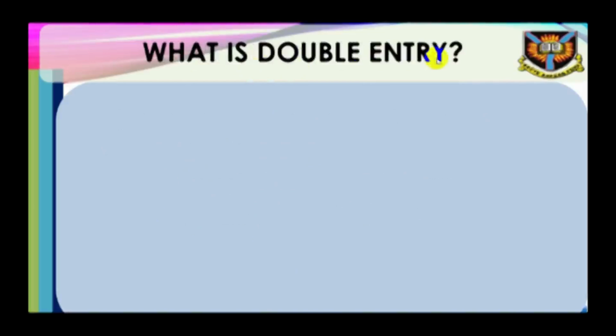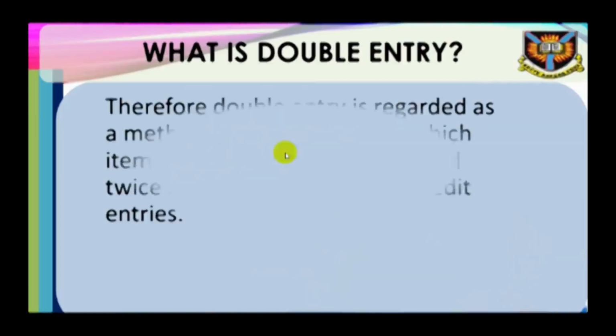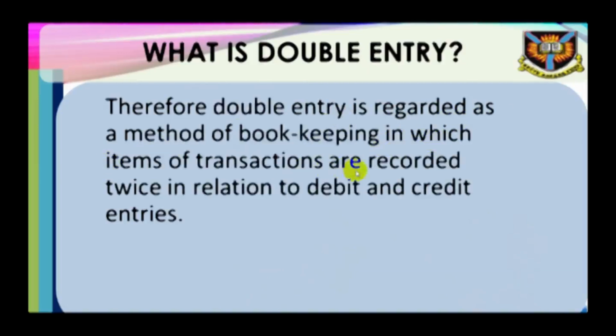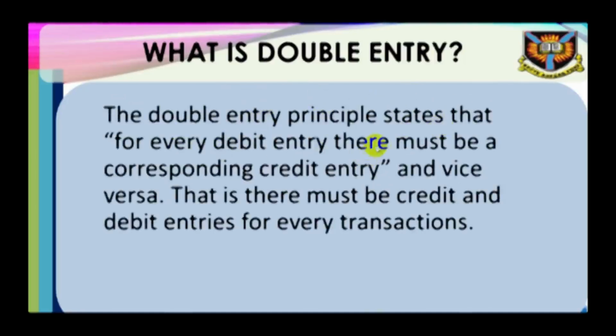What is double entry? The word double means two or twice, while in accounting, entry means recording. Therefore, double entry is regarded as a method of bookkeeping in which items of transactions are recorded twice in relation to debit and credit entries. The double entry principle states that for every debit entry, there must be a corresponding credit entry, and vice versa. That is, there must be credit and debit entries for every transaction.